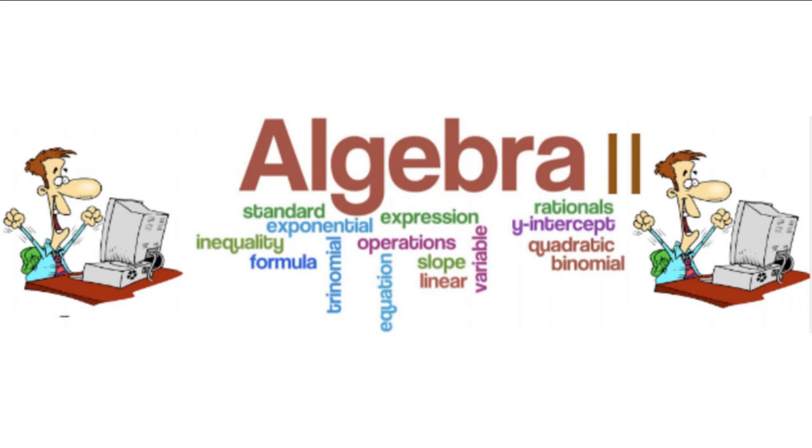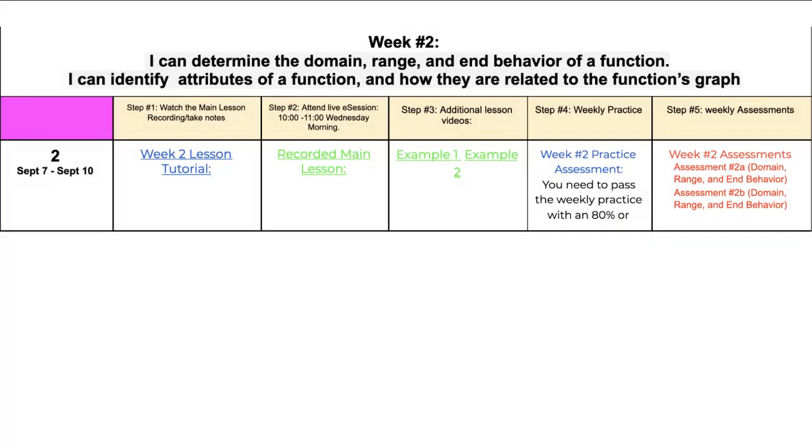Let me go to the next slide here. This is week number 2. This is your pace chart. It shows what you're supposed to be able to do this week. It says, I can determine the domain, range, and end behavior of a function. That's one thing you should be able to do. I can identify attributes of a function and how they are related to the function's graph. So those are 2 things that you have to be able to do this week.